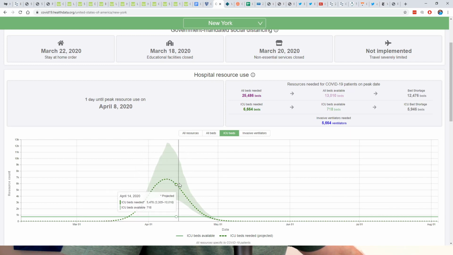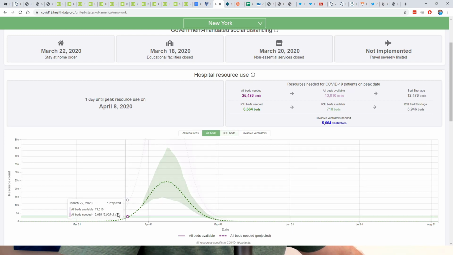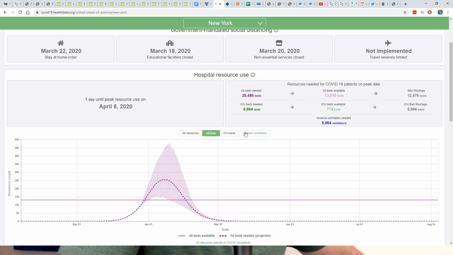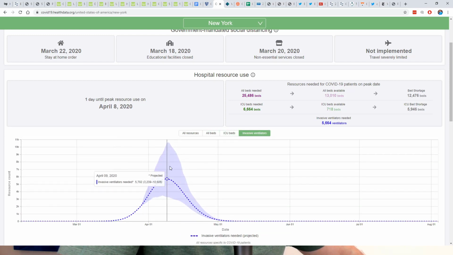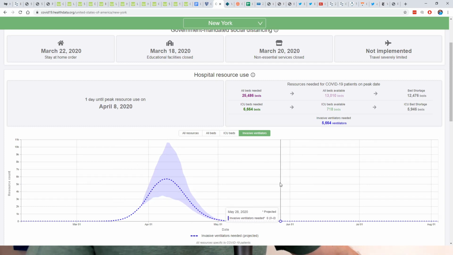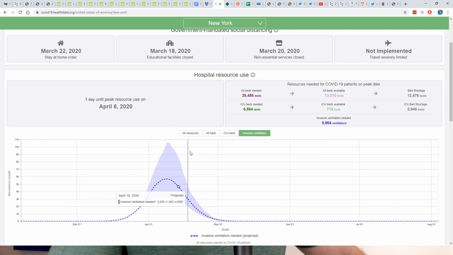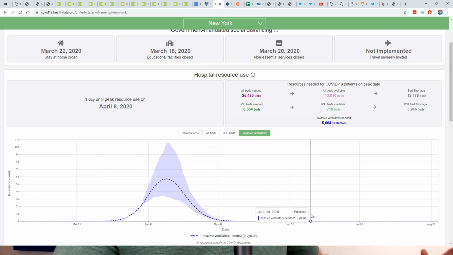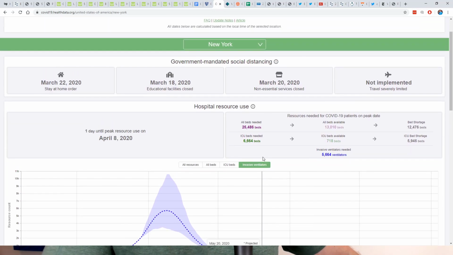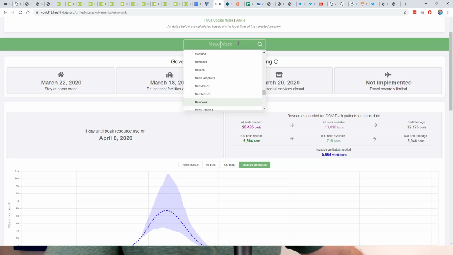So we're still within our needs for ICU beds. And let's look at invasive ventilators. I'm not seeing any problem here within what our needs are compared to what the projection is so far. And I'm just using New York because New York's the hardest hit, right? There are some other states that were hit hard, but nowhere near as New York. So I'm making an assumption that if New York's good, then everywhere else is.